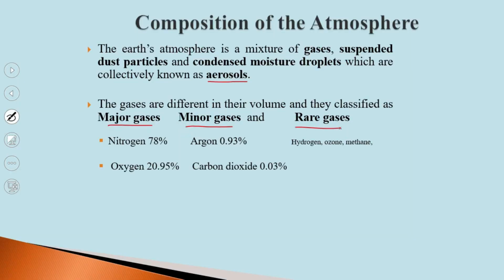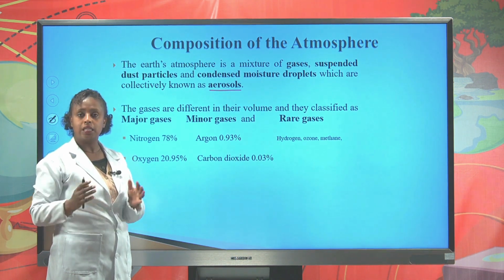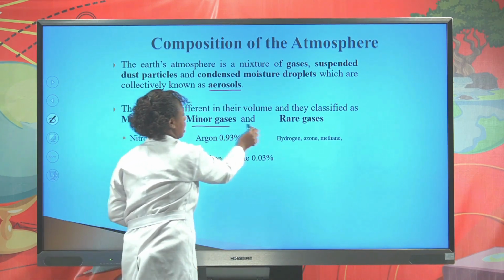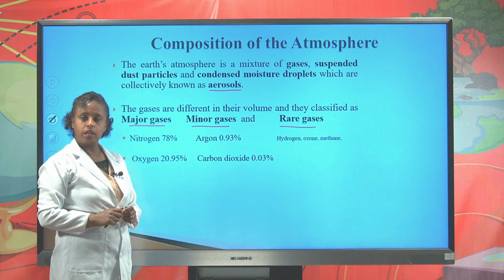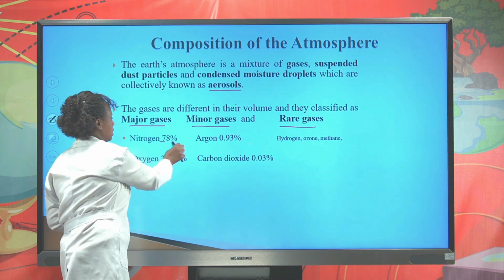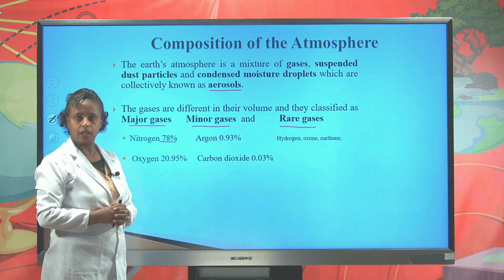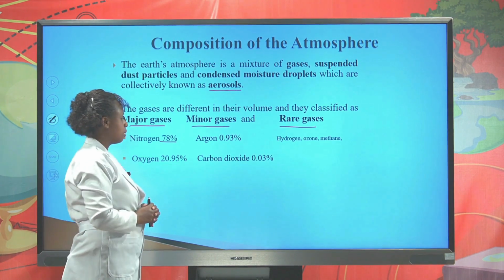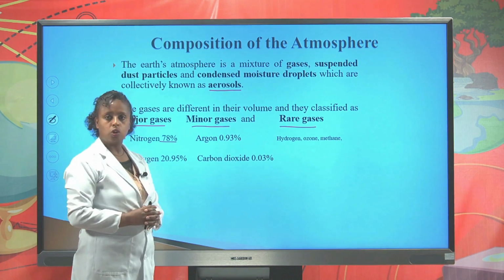The gases in the atmosphere differ in their volume, so they are classified as major gases, minor gases, and rare gases. The major gases are nitrogen and oxygen. Nitrogen accounts for 78%, which makes it the most dominant gas in the atmosphere. The minor gases are argon and carbon dioxide. Rare gases are hydrogen, ozone, and so on.